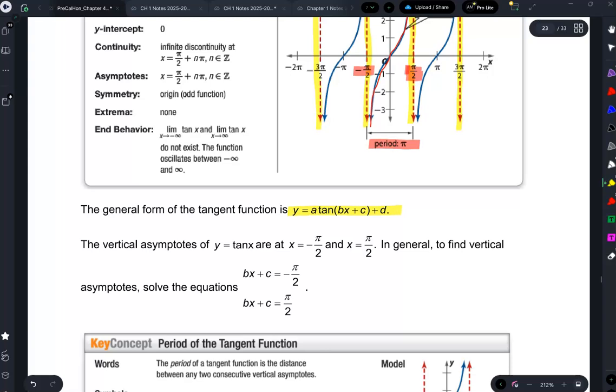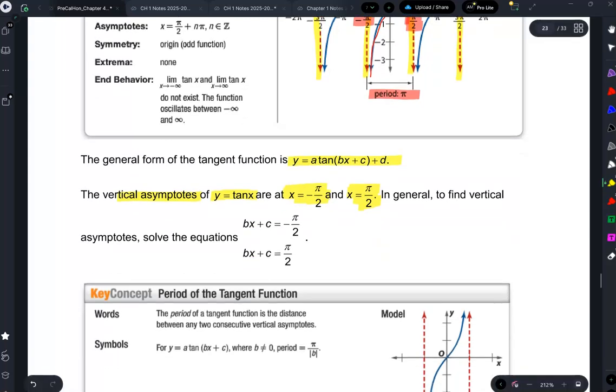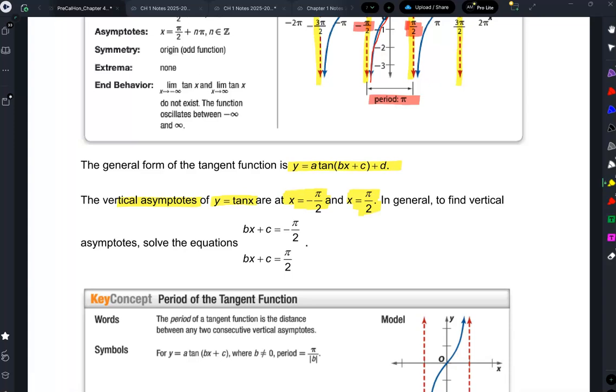Okay, now, the general form of the tangent function looks like this. Same idea, right? You've got A, B, C, and D. Now, we just said that for that initial cycle, the vertical asymptotes are at x equals negative pi over 2 and pi over 2. So to find where the asymptotes lie, we would have to do bx plus c equals that. Ignore this for a second. We're going to come back to it because we're going to use a more efficient way to do this.